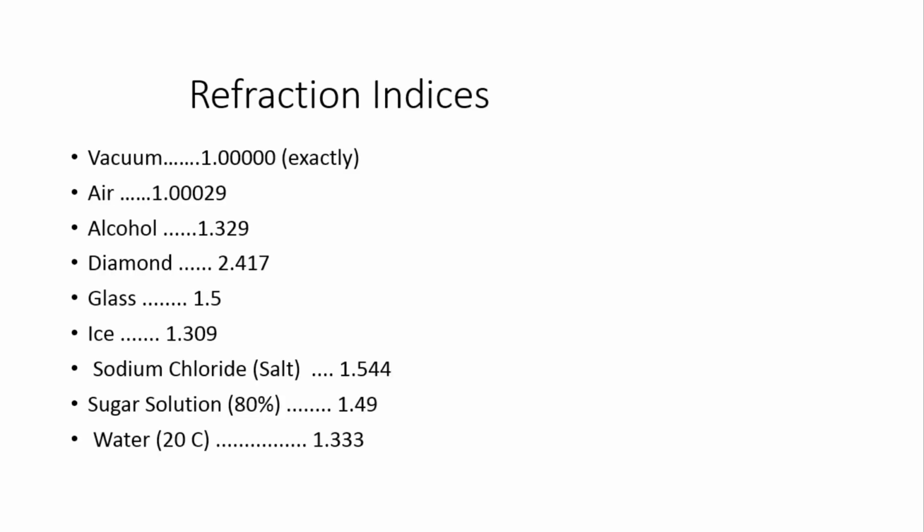Refractive indices: vacuum 1 exactly, air 1, alcohol 1.3, diamond 2.4, glass 1.5, ice 1.309, sodium chloride, that is salt, 1.544, sugar solution, that is 80%, 1.49, water at 20 degrees Celsius, that is 1.333. So these are the refractive indices of fibers.